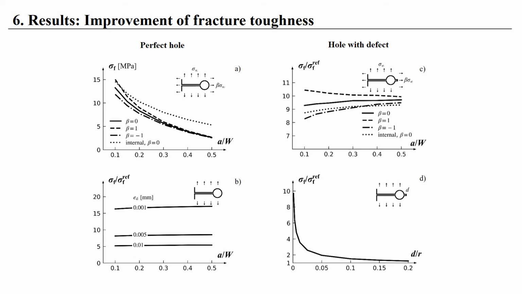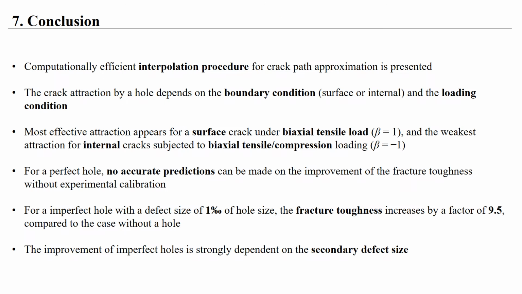homogeneous material. Figure D shows the effect of the normalized defect size on the fracture toughness improvement. With increasing defect size, the improvement decreases rapidly. At a defect size of 1% of the hole radius, the improvement decreases to a value of 4. If the defect size is in the order of the hole radius, the shielding effect of the hole disappears. Same distributions appear for uniaxial and biaxial loading conditions.